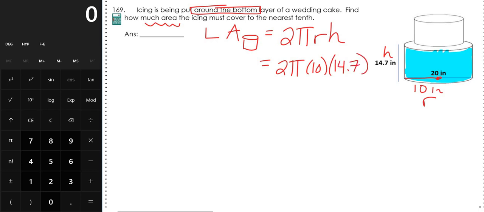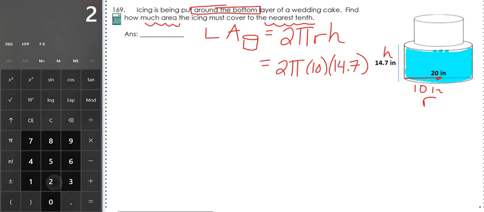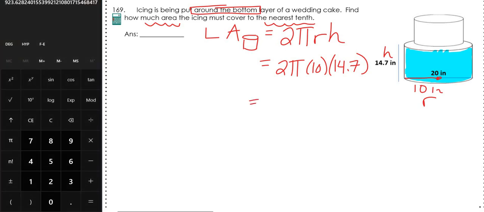We're going to multiply all of this together and round our final answer to the nearest tenth. So in the calculator, 2 times pi times 10 times 14.7 equals 923.6 square inches. 923.6 inches squared of icing.